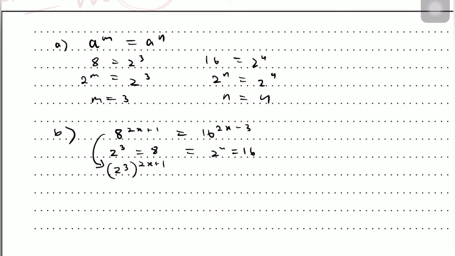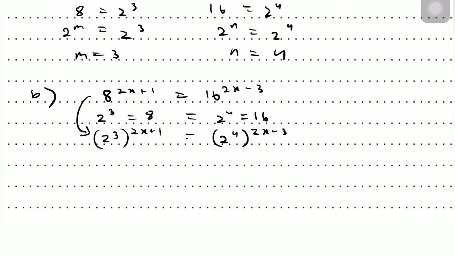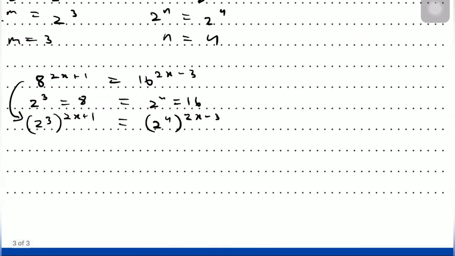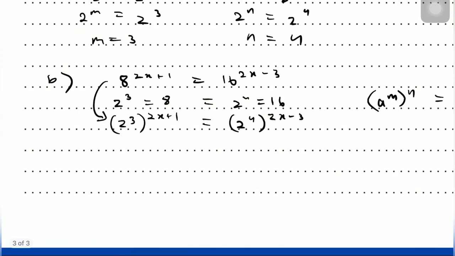And now we can do the same for this side, for this exponent. So you can write (2 power 4) to the power 2x minus 3, and then now we can simplify. Using the previous law that (a power m) power n is equal to a power mn, we can simplify this. So this would be 2 power 6x plus 3, because remember it's 3 times 2x plus 1. So this will be multiplied with each and every term here.